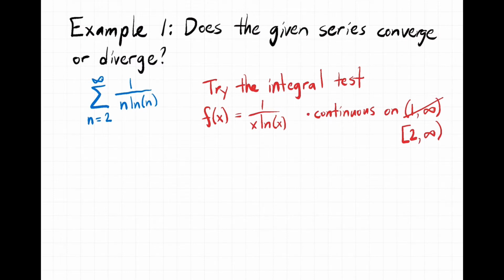This function is also positive on that same interval, and it is decreasing. Since the x and the natural log of x are both functions that are increasing in the interval that we're interested in, that means that the denominator is increasing, which means the whole function is decreasing. Sometimes there's a little more work to figure out whether your function is decreasing or not, but in this case, we're good to go. So we can use the integral test.